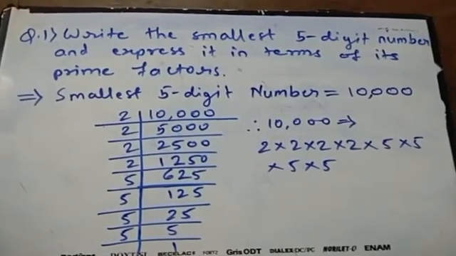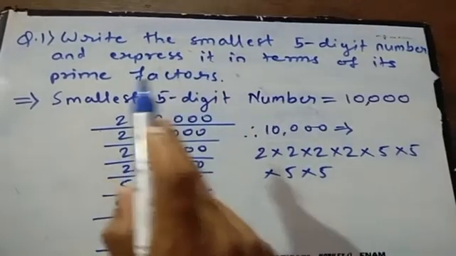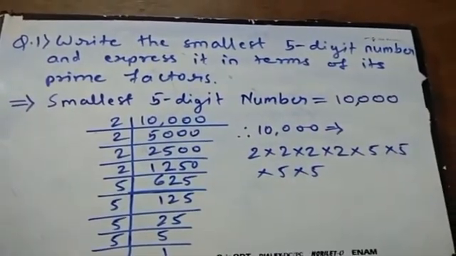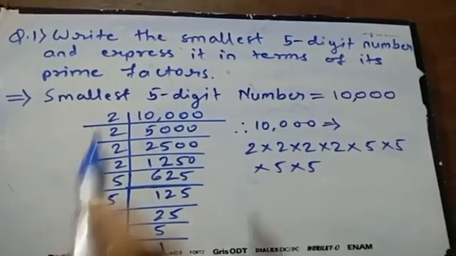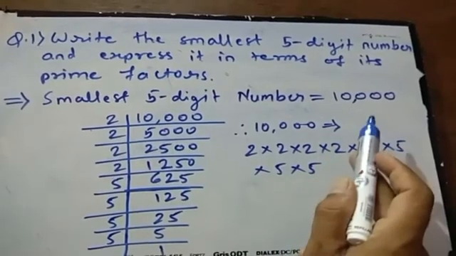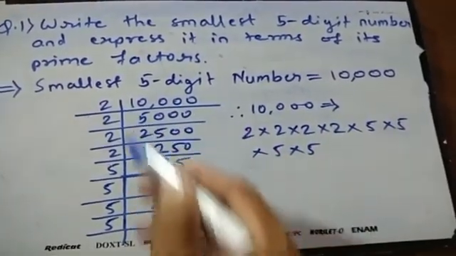Students, we will solve one example now. Write the smallest 5-digit number and express it in terms of its prime factors. Just now we studied how to express any number in terms of its prime factors. So first write down, as per the question, the smallest 5-digit number, that is 10,000. Then by the division method we are going to find out its prime factors.